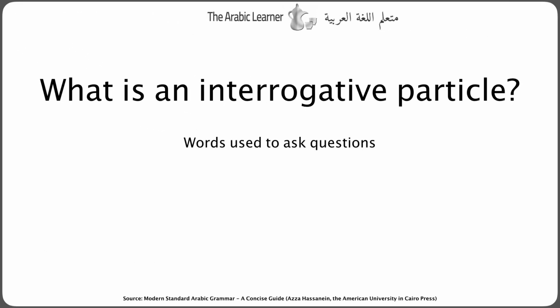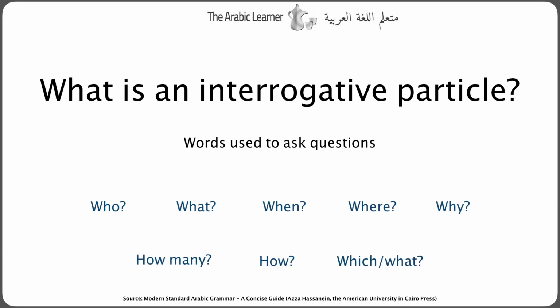So what exactly is an interrogative particle? Well, it's a word that's used to ask questions. And so in English, the different types of interrogative particles we would use are who, what, when, where, why, how, and then how many, which, and what. As well as in Arabic, there's an interrogative particle that just signals that you're asking a question. So let's take a quick look and walk through all these.